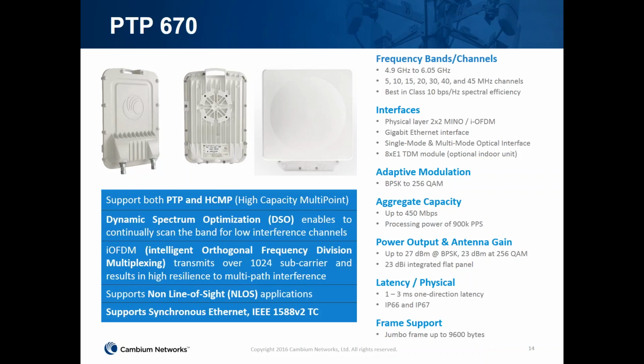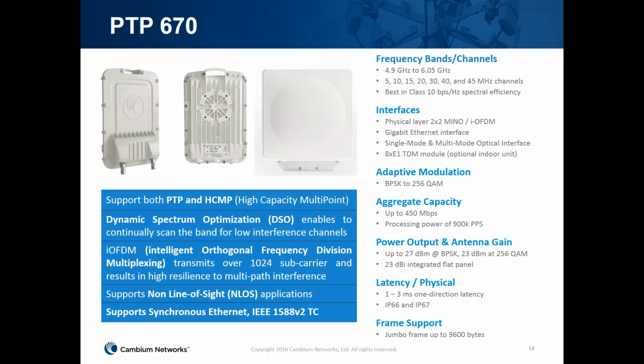It has a physical interface of 2x2 MIMO and OFDMA. It has a gigabit Ethernet interface. It has an SFP. It has adaptive modulation of BPSK to 256 QAM. It has an aggregate capacity of up to 450 Mbps and a processing power of 900K packets per second. The power output at BPSK is 27 dBm, and at 256 QAM is 23 dBm. The integrated version already has an antenna built into it, and the gain that it has is 23 dBi.